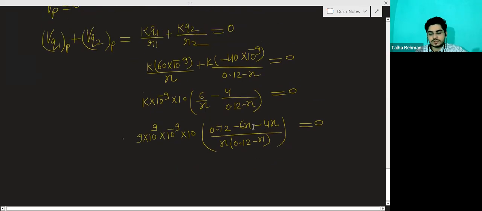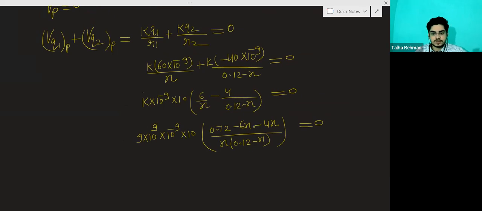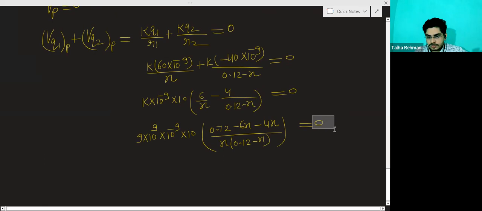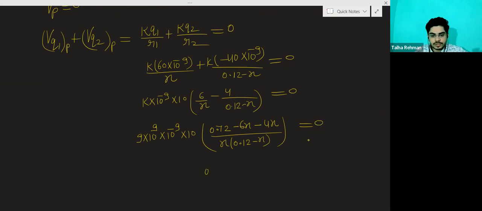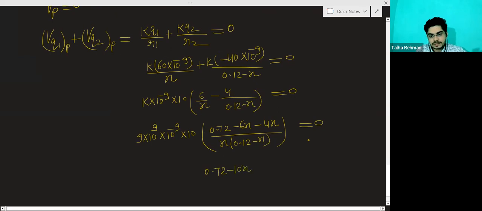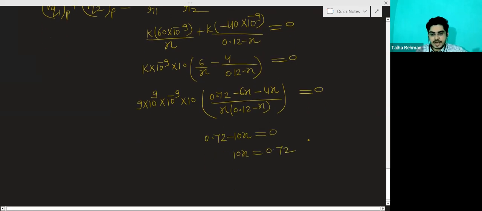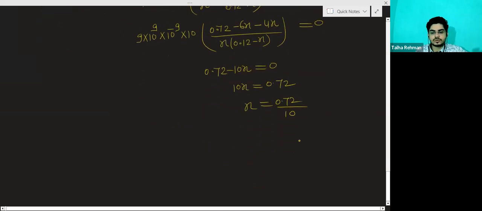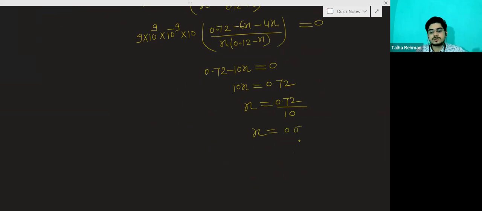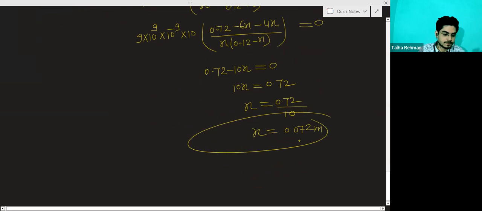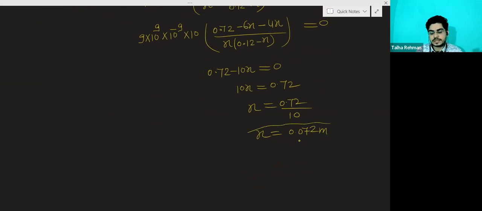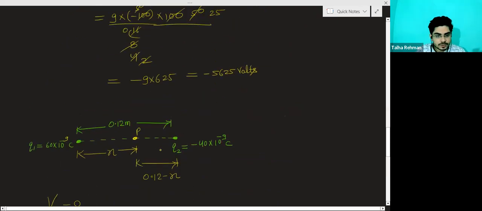So, you will have minus 10x. This thing will become 0 because this is 0, and this will also be multiplied to 0. So, you will have only 0.72 minus 10x is equal to 0. So, you will have 10x is equal to 0.72. So, x you will have 0.72 divided by 10. So, your answer will be 0.072 meter. Means that point is lying at a distance of 0.072 meter from the charge Q1.